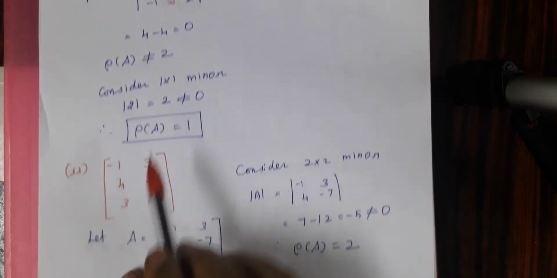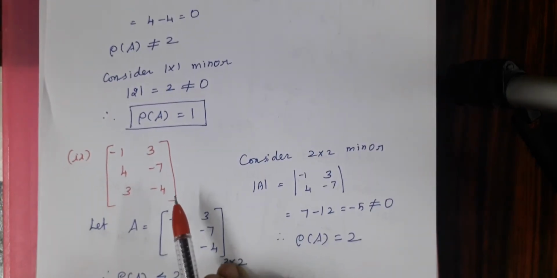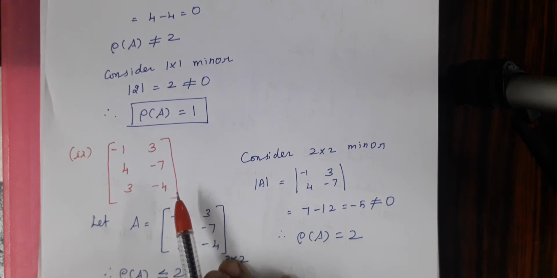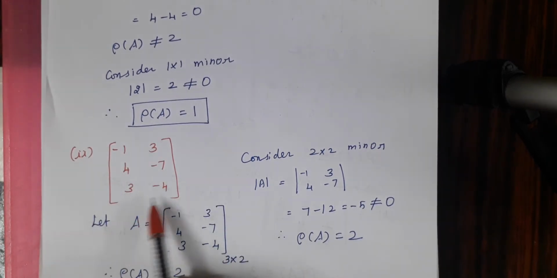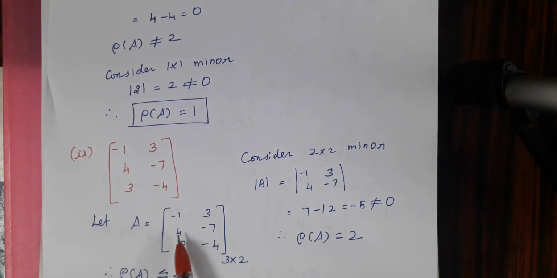Similarly, I will teach the next sum. You will understand very easily. See, come to the next sum. What is the question? Minus 1, 3, 4, minus 7, 3, minus 4. Let A equal to, write the question. See the order. How many rows? 3 rows, 2 columns. This is 3 cross 2. The order of the matrix is 3 rows, 2 columns.